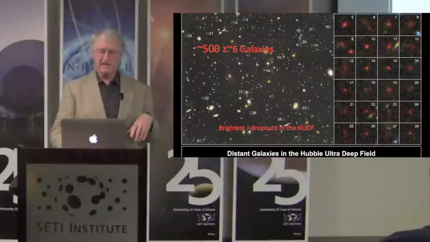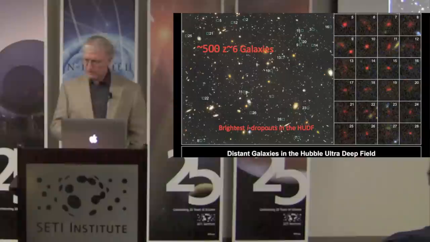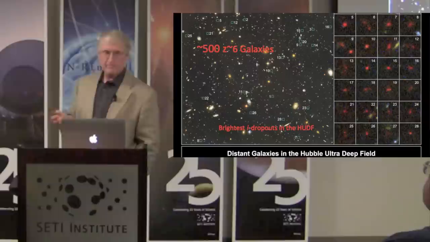This is what we did back after the Advanced Camera flew in 2002. It was put on board Hubble, and within a couple of years, all the new data from the Hubble Ultra Deep Field, from the GOODS Field, other areas in the sky were used, and we assembled a sample of 500 redshift 6.